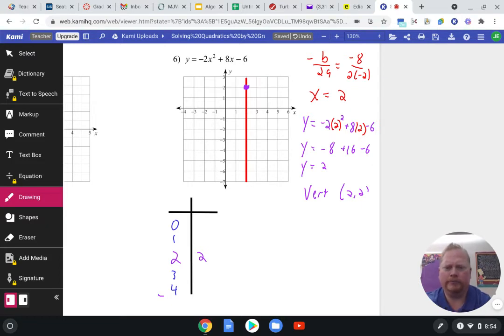I can do that. So if I plug in 0, I get negative 6. If I plug in 1, I get 0. If I plug in 3, I get 0. And if I plug in 4, I get negative 6. So if I plot those points, negative 6, 0, I already got my vertex, 0 and negative 6.